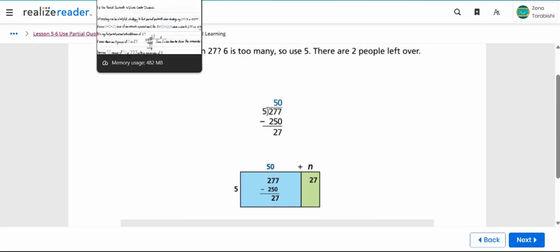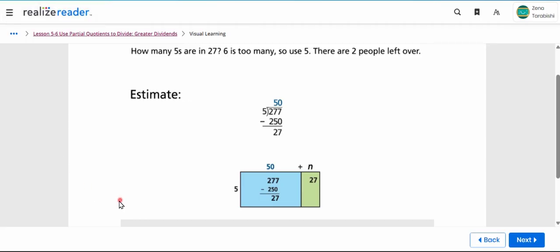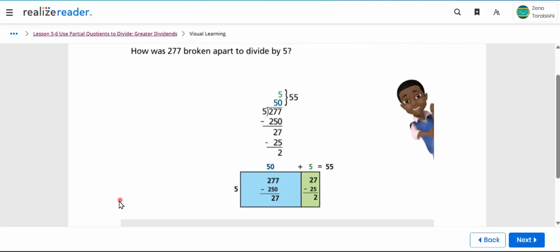How many 5s are in 27? Estimate. 5 times 5 is equal to 25. 5 times 6 is equal to 30. 6 is too many, so use 5. There are 2 people left over. How was 277 broken apart to divide by 5?